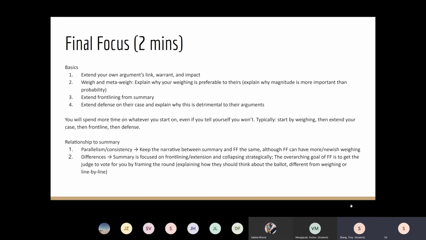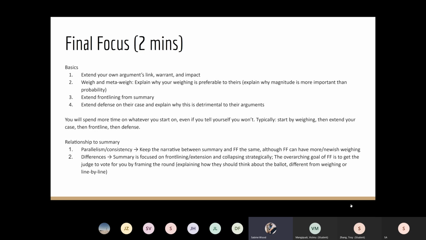Okay, so final focus is 2 minutes. Like we said, for some middle school tournaments it might be three minutes, but in most contexts, especially the high school context, it's 2 minutes. The basic point of final focus is to follow what the summary does. So you want to extend your arguments again, essentially the same way that the summary did, by extending each part of the argument and explaining how it's still valid.